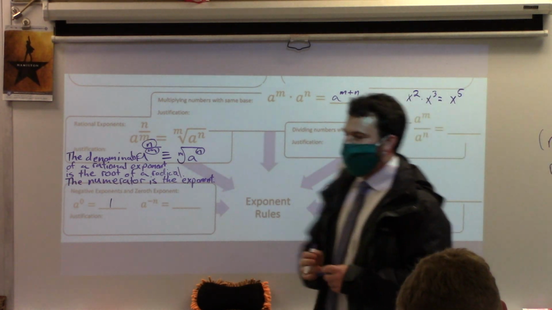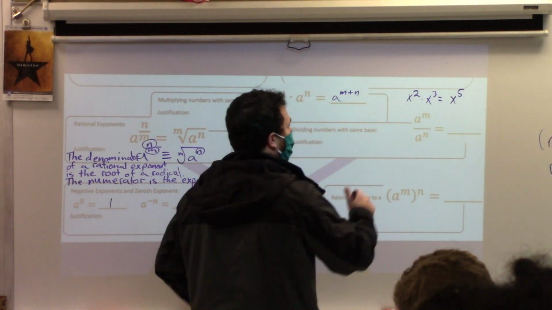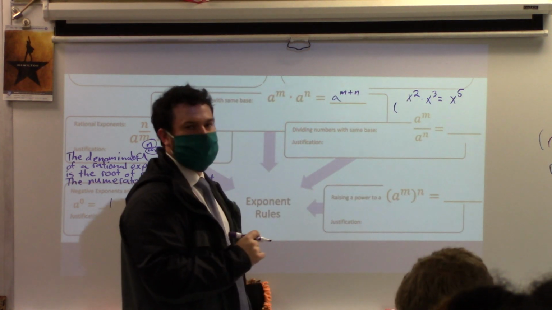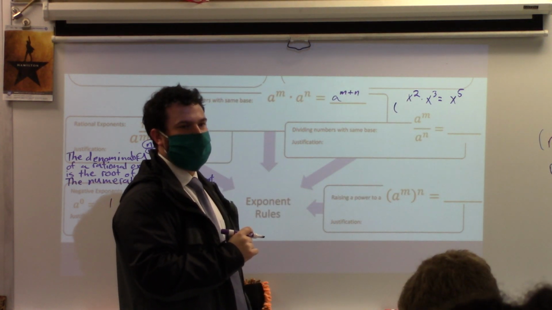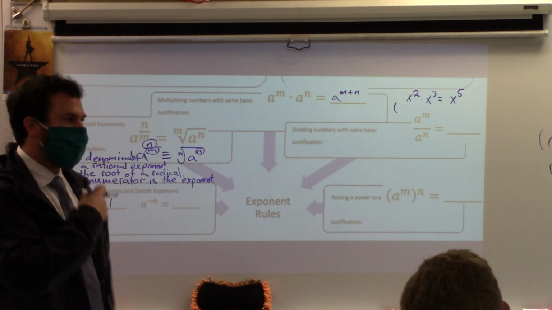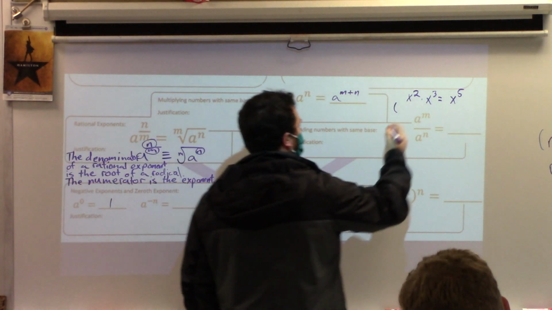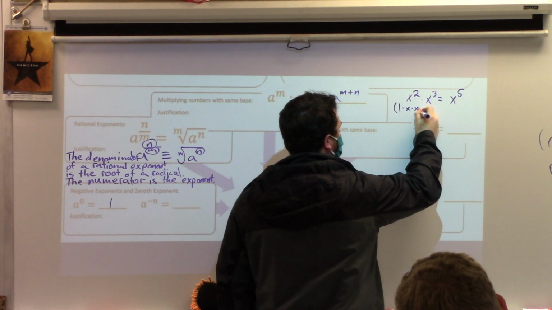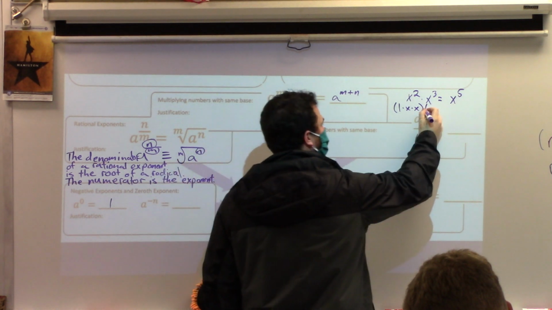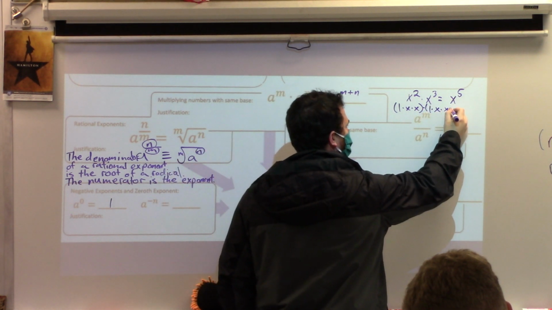Because that is basically just using this rule. Now what you could use for justification is this. What is x squared? And when we say x squared, what do we mean by that? X times x. Really, based on what we said earlier, 1 times x times x. What is x cubed? Same. X times x times x.